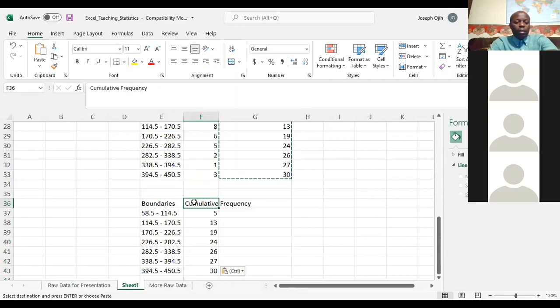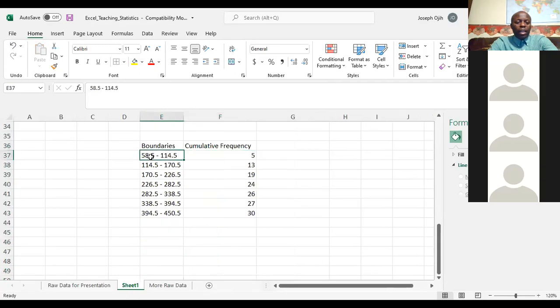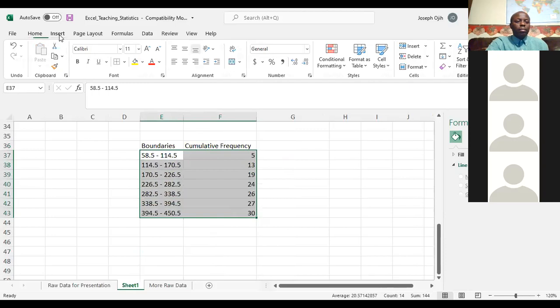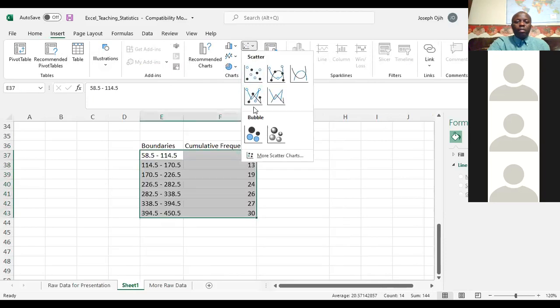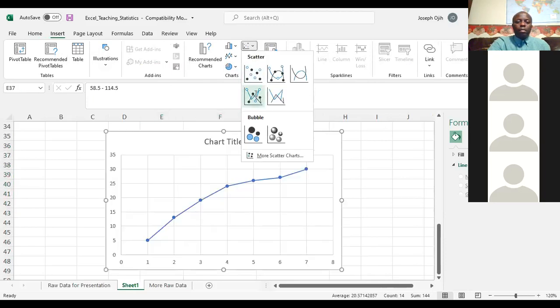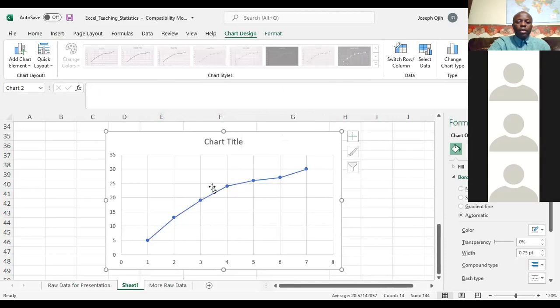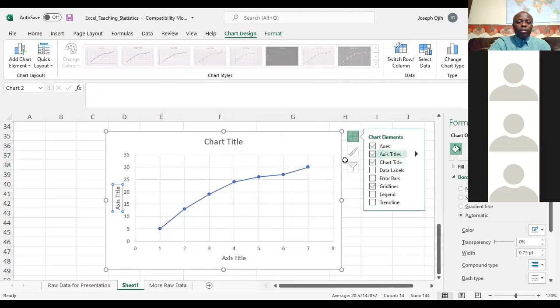So with this, we are ready to draw the Ogive. What you're going to do is highlight all of this, insert. Like I say, I usually choose this one. So I'm going to have this. See, it gives a chart right away. And then you can now add the axis titles.